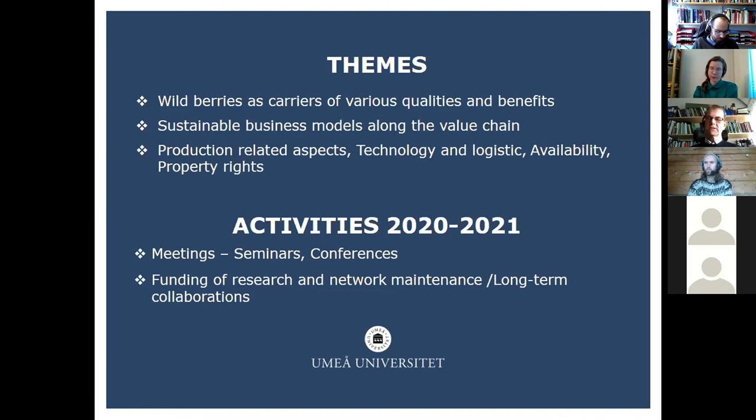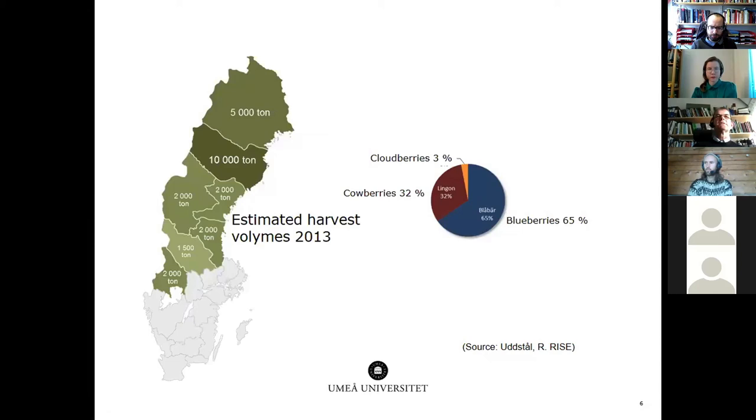We have had some activities during 2020 and 2021, like meetings, seminars and conferences, for knowledge exchange within the network. We have also applied for financing of research and network maintenance in the long term. These numbers about berry harvesting in Sweden, which I have understood is much lower than in the Finnish example, are from 2013, but it has not changed so much over time.